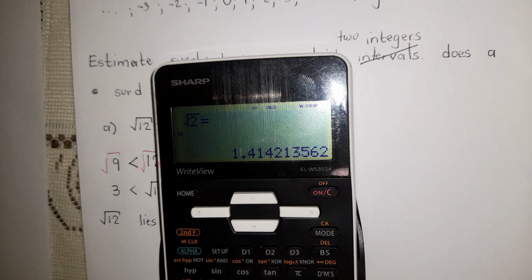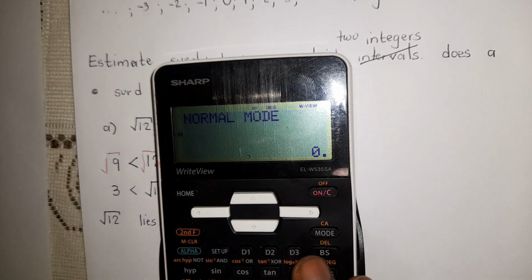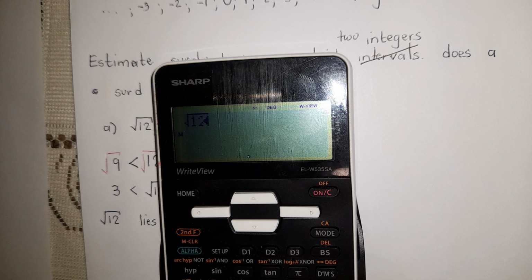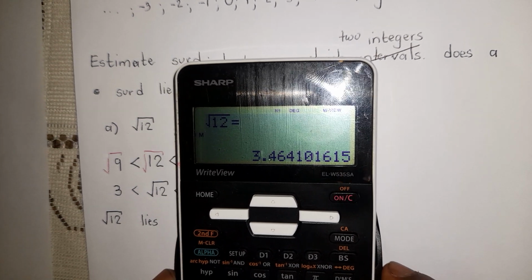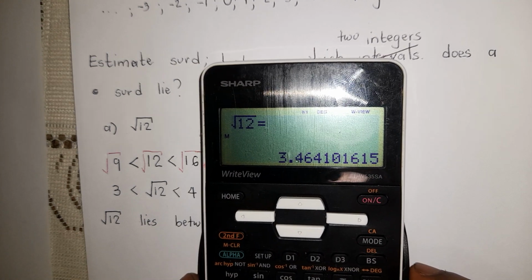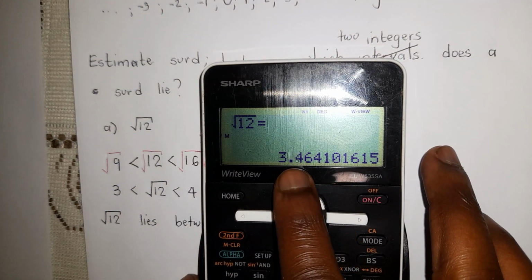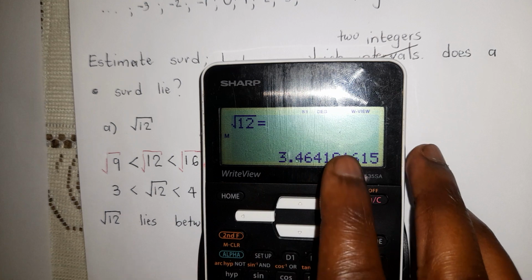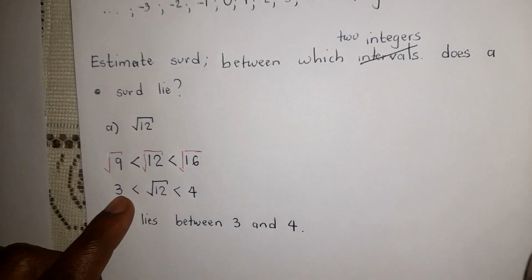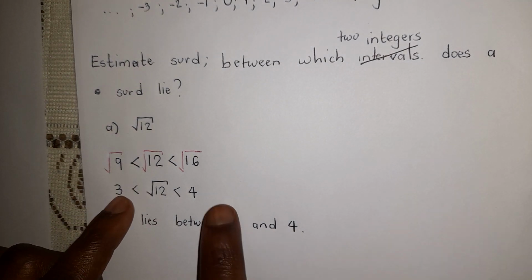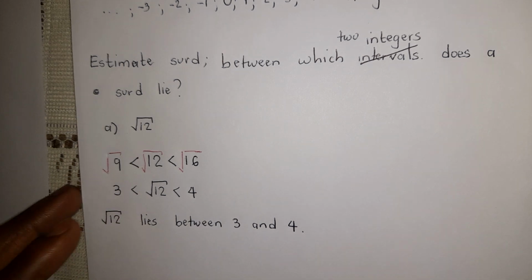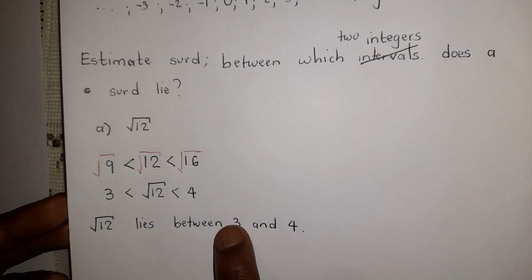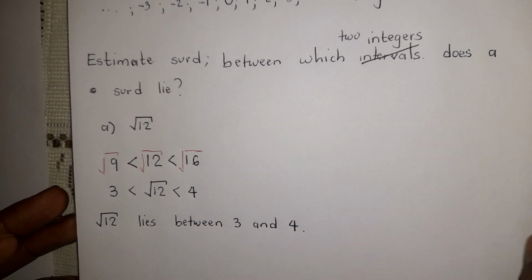Right, let's quickly check that. We know that the square root of 12, when you punch it in your calculator, you get 2 root 3, but we are interested in the decimal part of the answer. So we find that it is 3.46, right? We see that 3.46 is definitely greater than this 3, but it is definitely smaller than this one. So it's safe for us to say the square root of 12 actually lies between the integers 3 and 4.